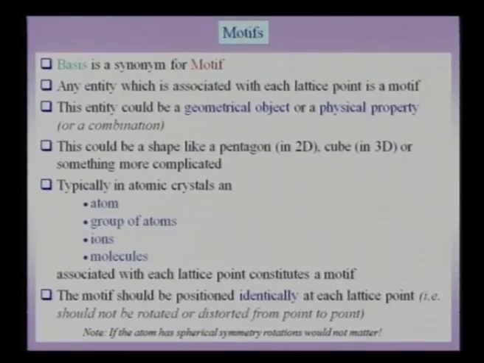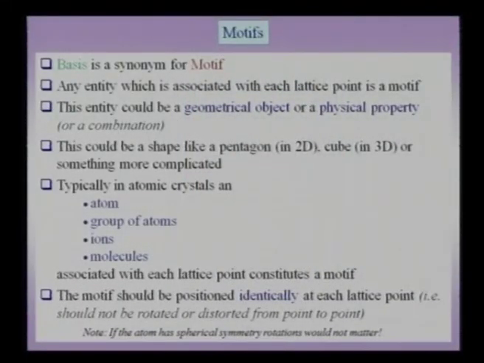Then the second keyword in the definition of a crystal is the motif, and we wanted to understand what can constitute a motif. An important point we had made, though we did not take it up in detailed consideration so far, was that any entity associated with a lattice point is called a motif. Such an entity could be a geometrical object, and we consider some examples in the next slide, or a physical property, or it could be a combination of a geometrical object and a physical property. The geometrical objects could be a pentagon or any irregular object as well.